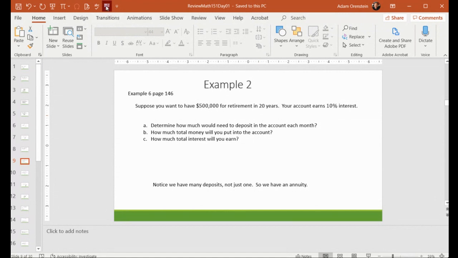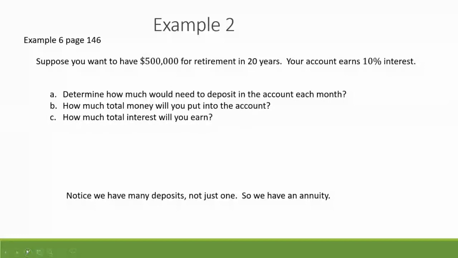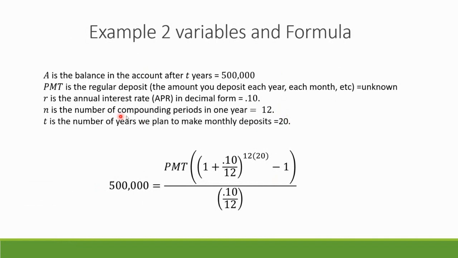And again, this is different. But we're still making many deposits. So we're in the same situation as the previous example because we're making many deposits. What's different, though, is we know what A is, as we'll see. We're making monthly deposits, so this is the same formula as before. And here's our notation. What's different is we have A here. A is $500,000.